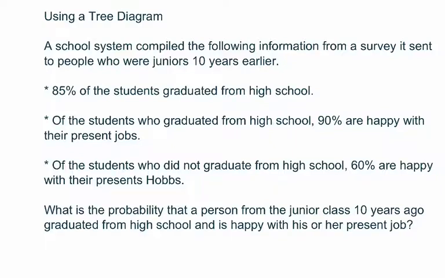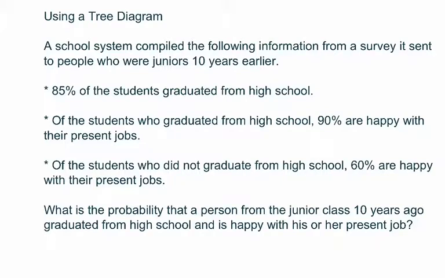Our example states, a school system compiled the following information from a survey it sent to people who were juniors 10 years earlier. 85% of the students graduated from high school. Of the students who graduated from high school, 90% are happy with their present jobs. Of the students who did not graduate from high school, 60% are happy with their present jobs.